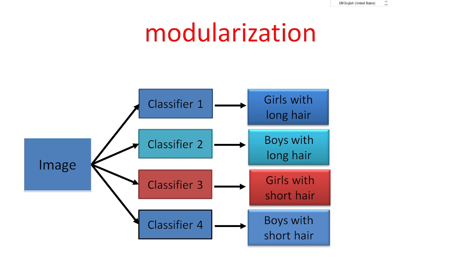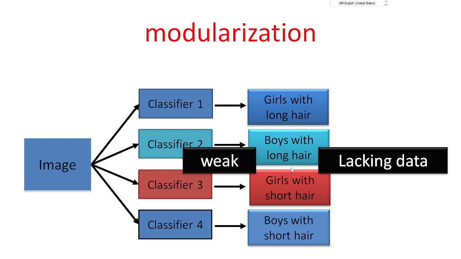Modularization in deep learning means we are building simple models, dividing a big task into many subtasks and assigning a model to each subtask. That's a module. For images, you build a basic classifier, then further classifiers, like classifiers for girls with long hair, boys with long hair. In that way performance is enhanced. When you have a shallow network, it will be very weak for lack of data.